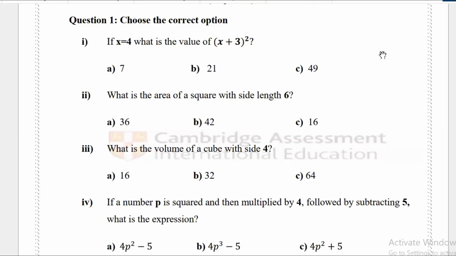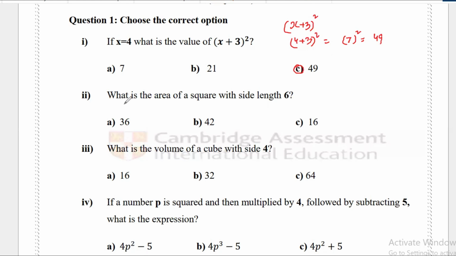The worksheet is related to expressions and formulae. Okay, fine. The first portion is objective, which means you are going to select MCQ questions. If x is 4, what is the value of (x plus 3) whole squared? So look, they say x is 4, so replace x with 4. 4 plus 3 comes to 7, and 7 squared gives you 49. So your third option is correct, C.